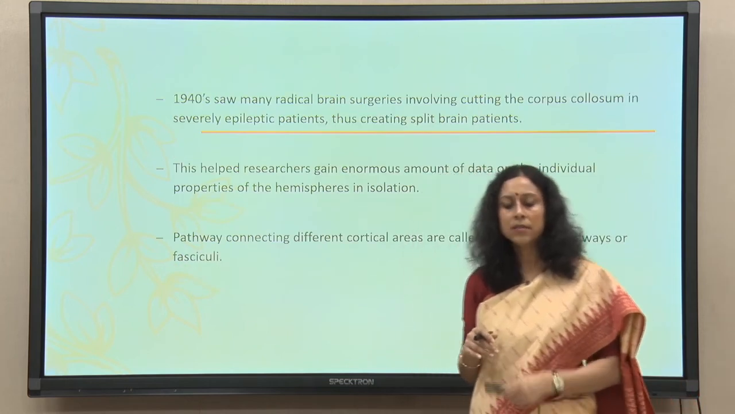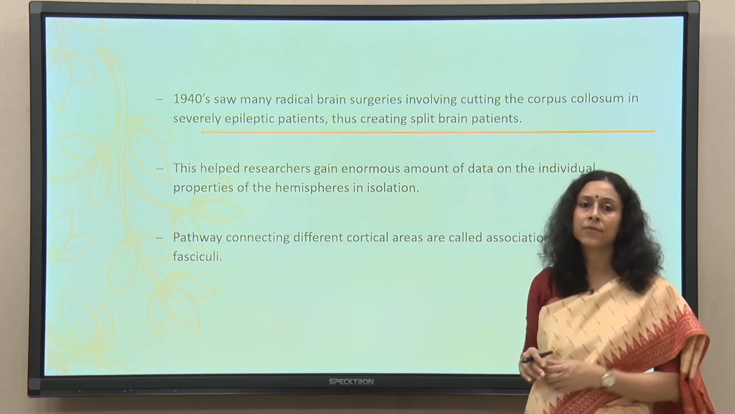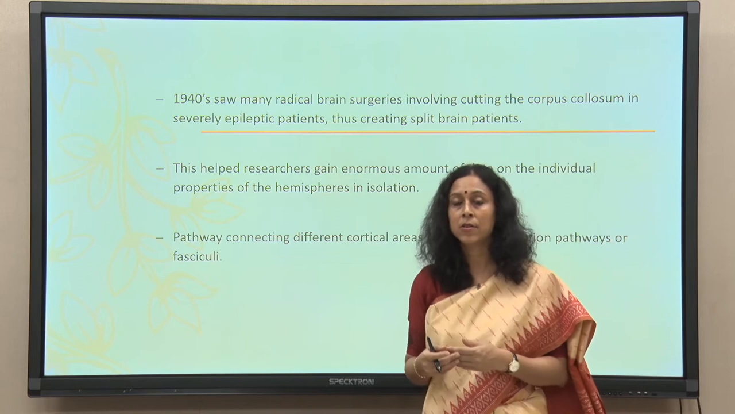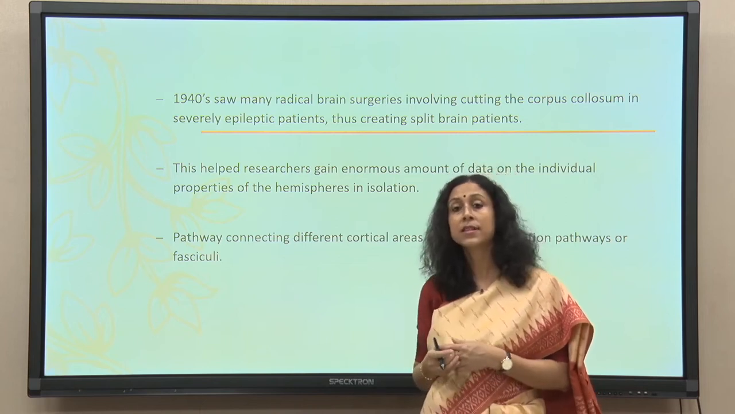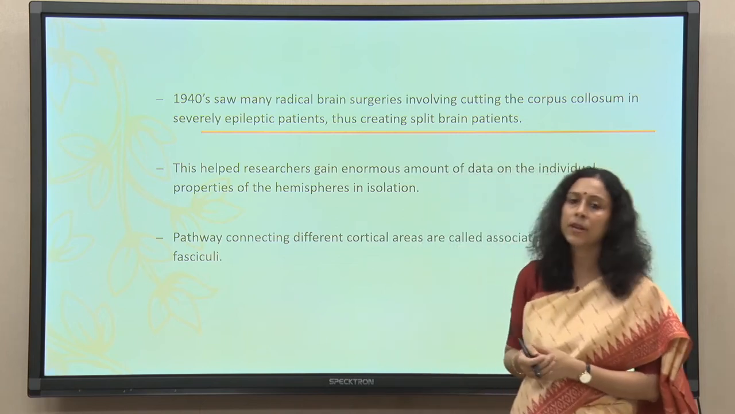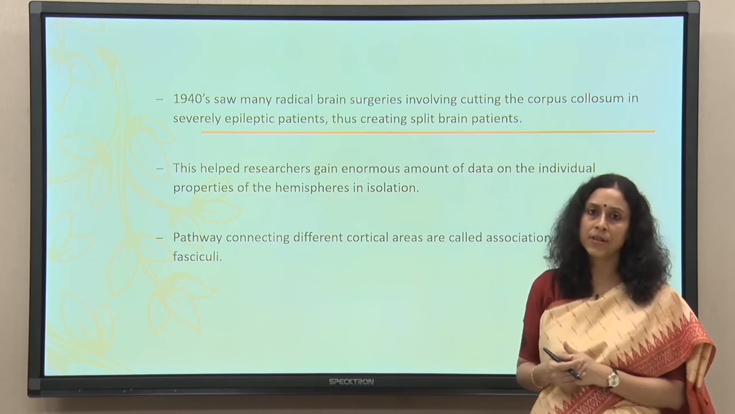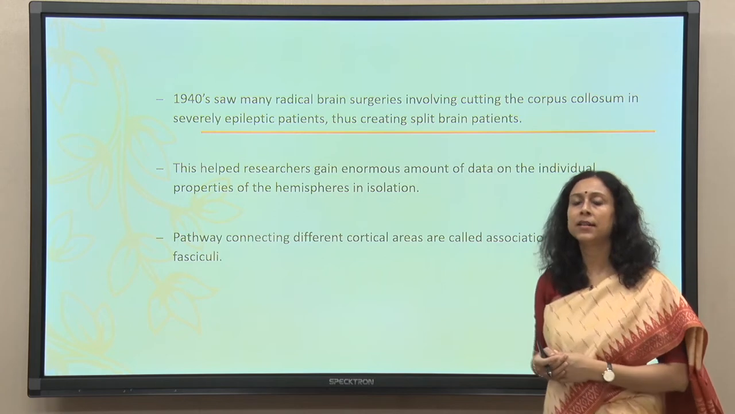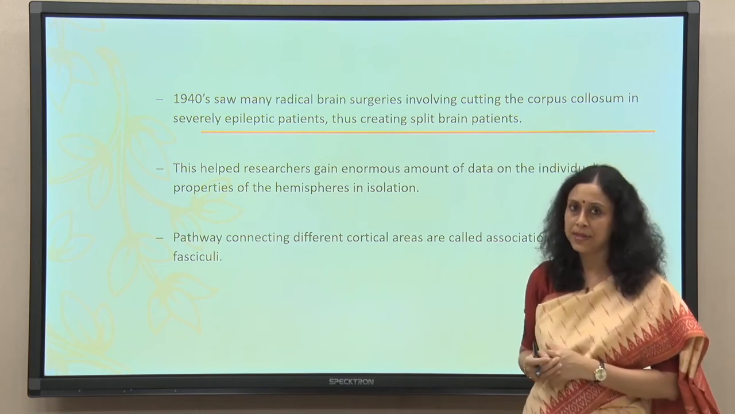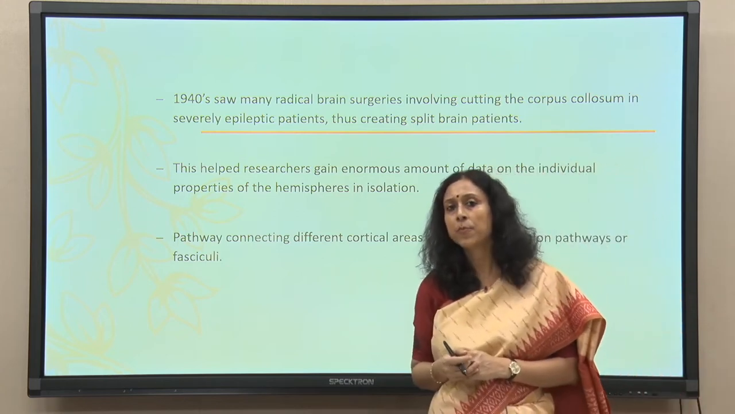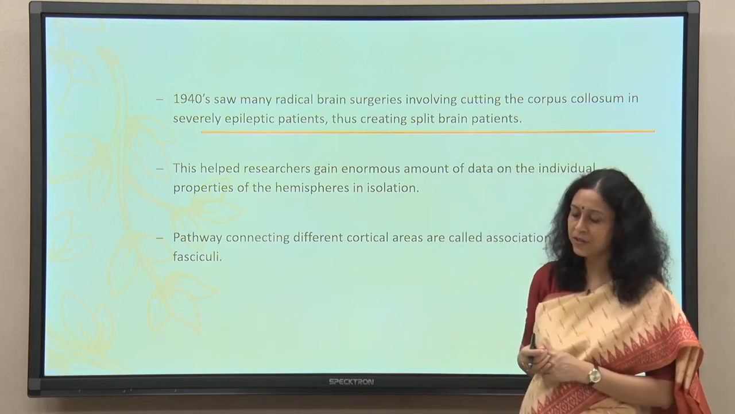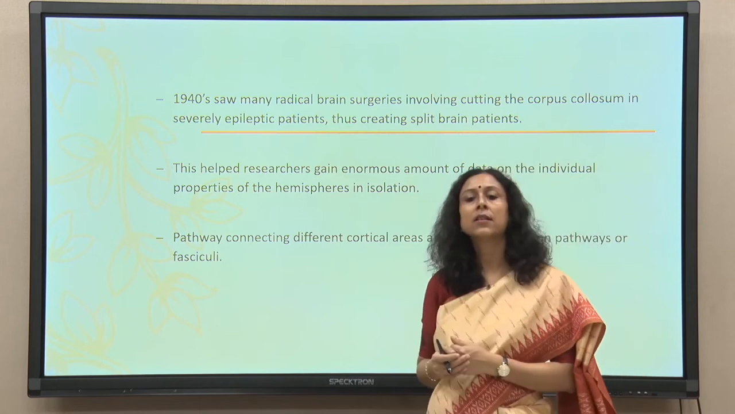In the 1940s, as we have already talked about, there were a lot of new developments, a lot of new studies, a lot of new discoveries that happened. One of them were the radical brain surgeries. What happened? Many of the brain surgeries that were required in the earlier times were due to epilepsy. Most of these surgeries took place on epileptic patients. So, one of the surgical interventions was cutting the corpus callosum.